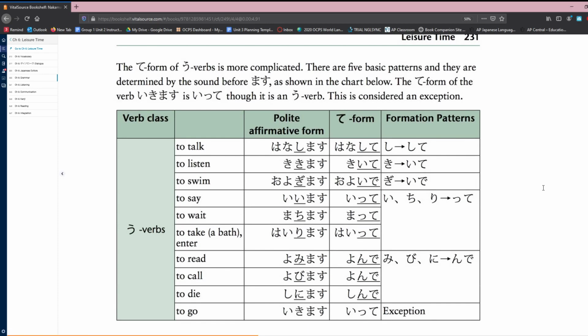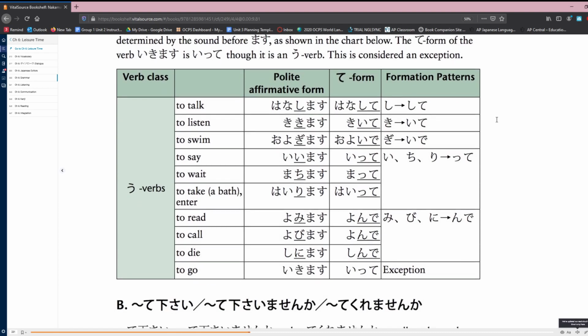So let's go and talk about u verbs. It gets a bit more complicated. There are actually 5 basic patterns, and they're determined by the sound that comes before masu, and we'll talk about each of those. The te form of the verb ikimasu is itte, even though it is a ki verb. This is considered an exception. Highlight this. Please, please, please highlight this. Make a note. That is a very important exception to remember.